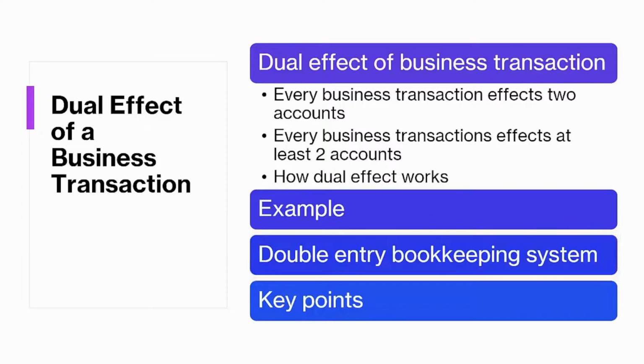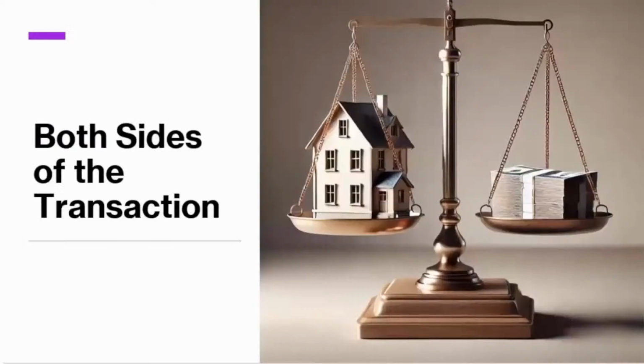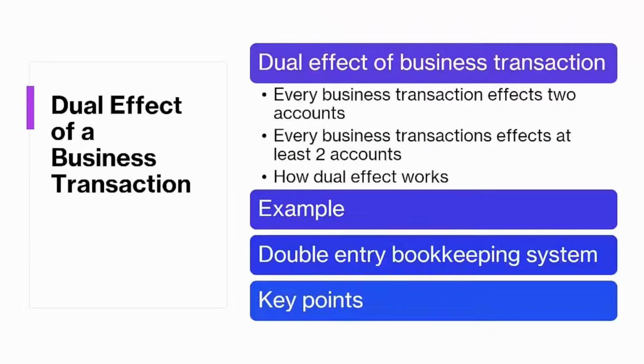Key points to remember. 1. Every transaction has a dual effect. It impacts at least two accounts. One is debited and the other is credited. 2. The equation stays balanced. Changes in assets, liabilities, or capital are always equal on both sides. 3. Double entry ensures accuracy. It prevents errors and creates a clear audit trail. By understanding the dual effect, you'll see that accounting is not just about recording numbers, but about maintaining balance in the financial position of a business.